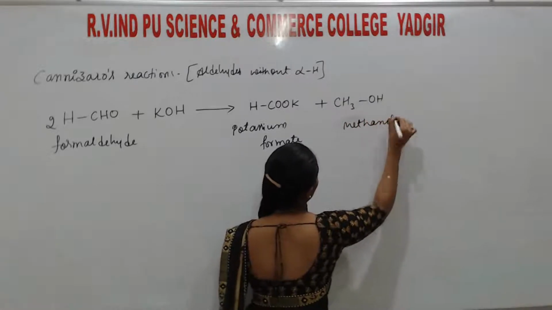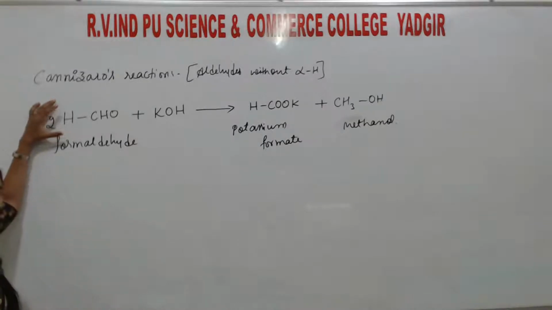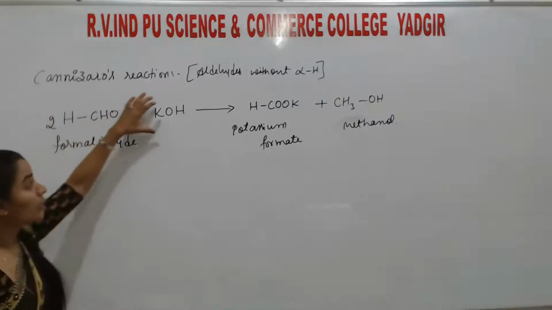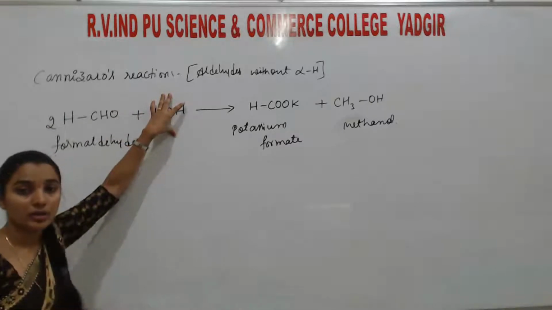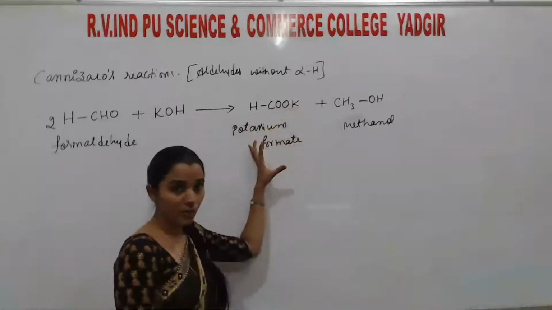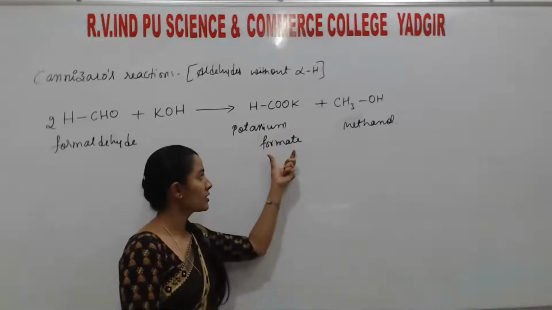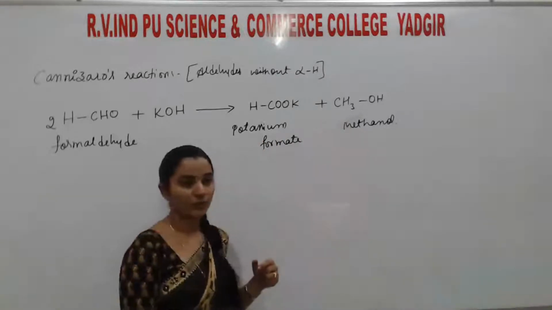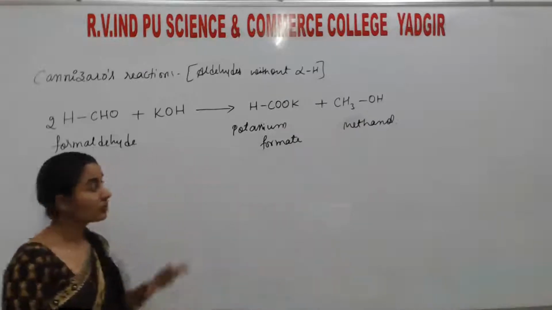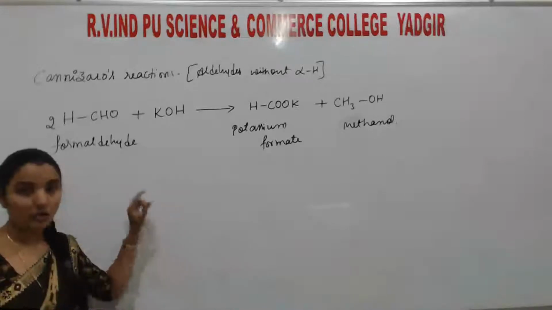This is the reaction. When the aldehydes, of course we require 2 aldehydes, contain no alpha hydrogen, they react with potassium hydroxide, KOH, and form potassium salts of carboxylic acid. We are taking formaldehyde as the reagent, so potassium formate and methanol will form. So this is for what? Aliphatic compounds. Aliphatic means straight chain, not benzene ring.